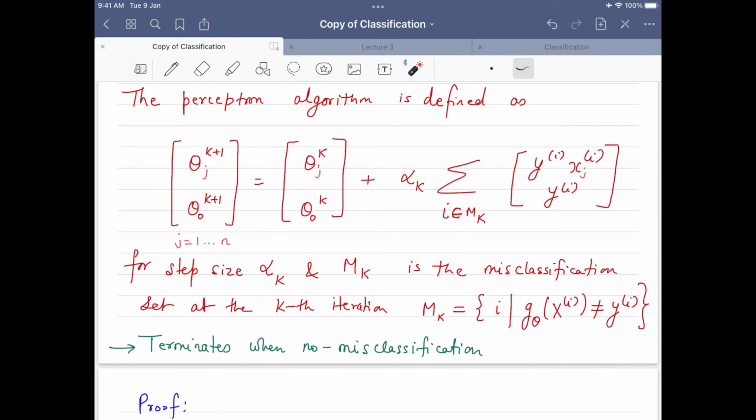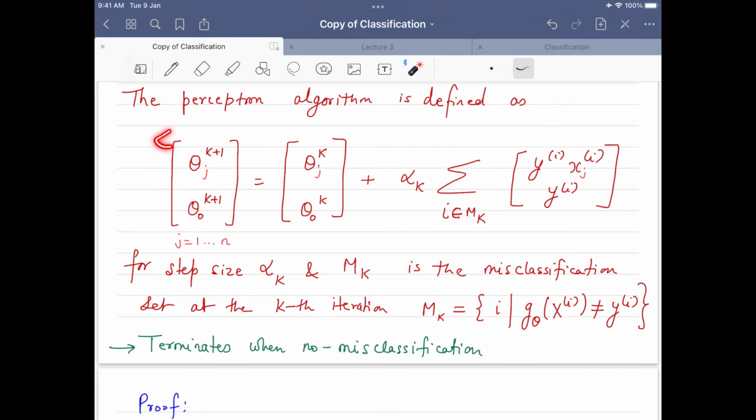I will show you the diagram also, but note that this particular set, called M subscript k, will keep on changing, because as the iteration changes, the boundary will change, and with the boundary change, some of the points which were earlier misclassified will become correctly classified, and some of the points which were earlier classified properly will become misclassified. So M_k will keep on changing as your iteration changes, but basically M_k is the set of misclassified points.